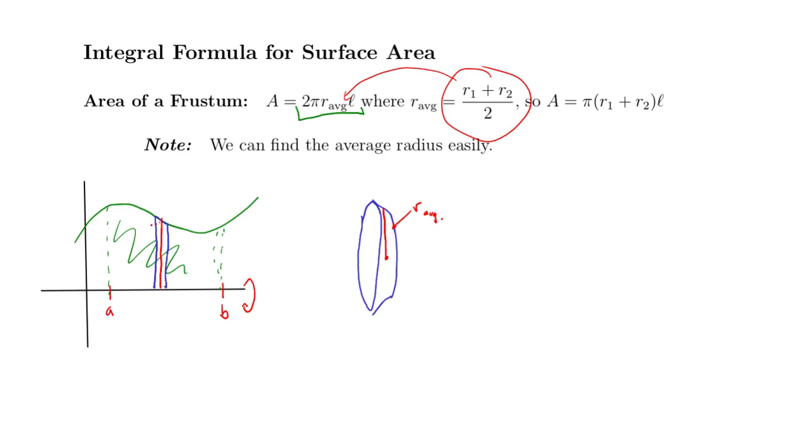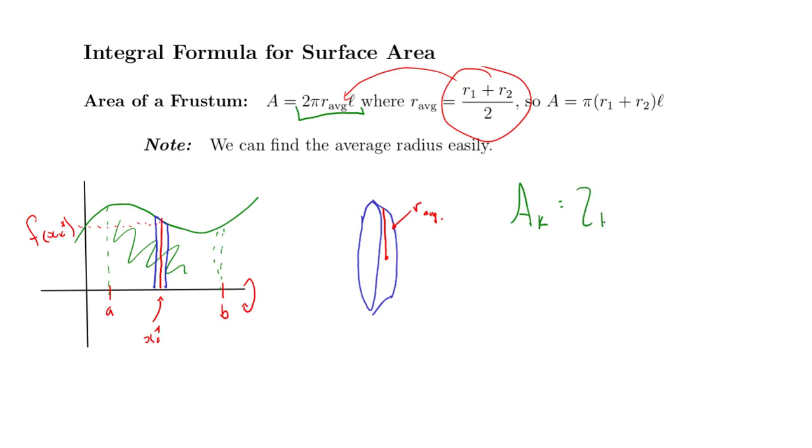And the radius part is the y value, right? It's this distance. So what we can say is that this is going to be our f of x sub k star. X sub k star is going to essentially just be the midpoint, or the x value that will give us the average radius here. Easy enough. So once we've got that, we can set up our area pretty easily.